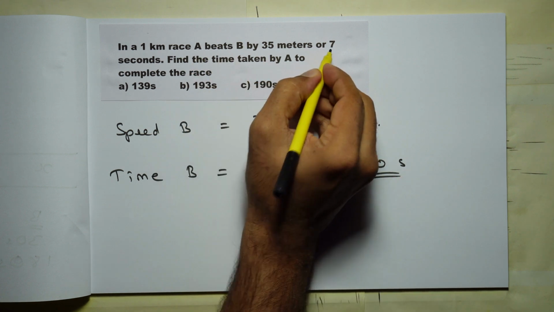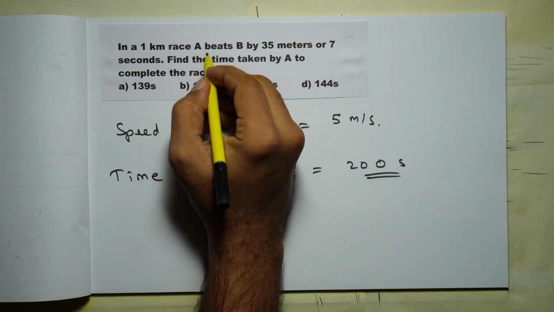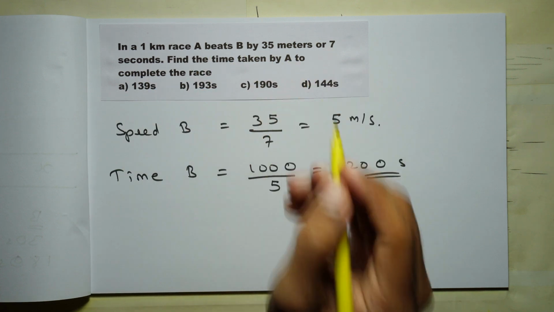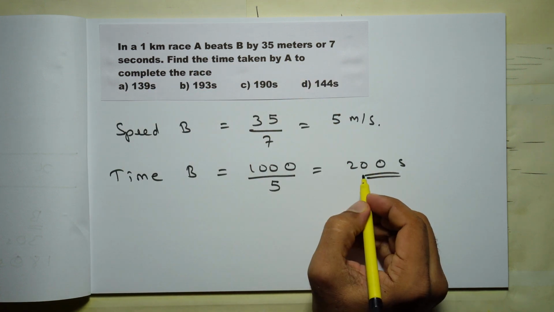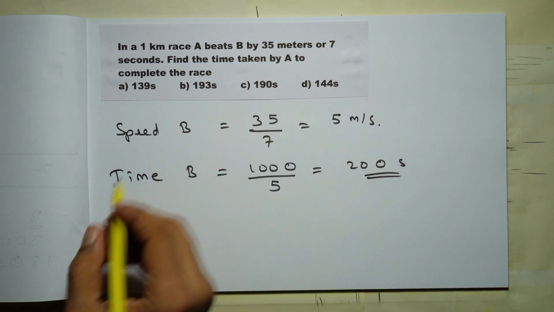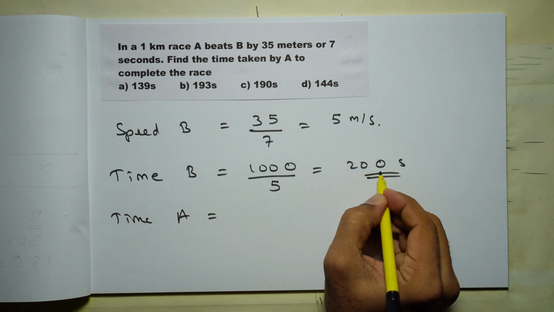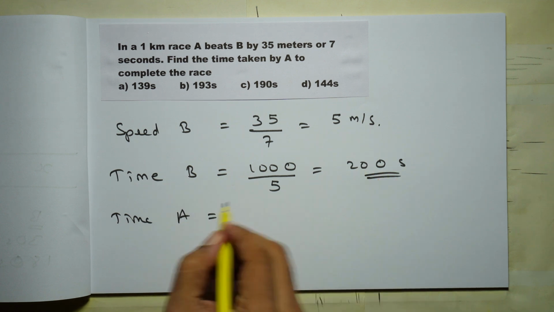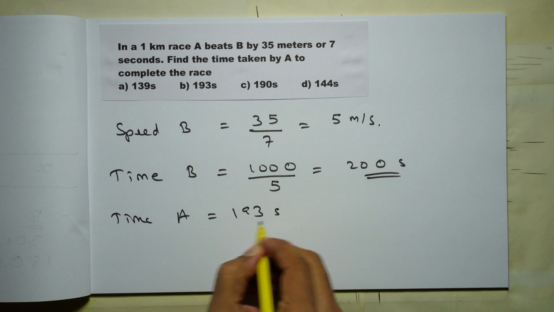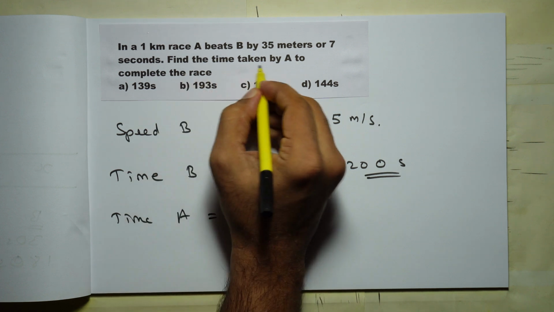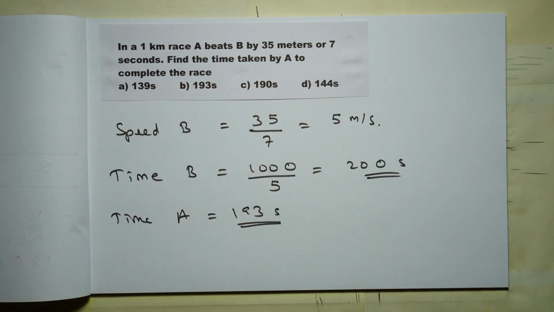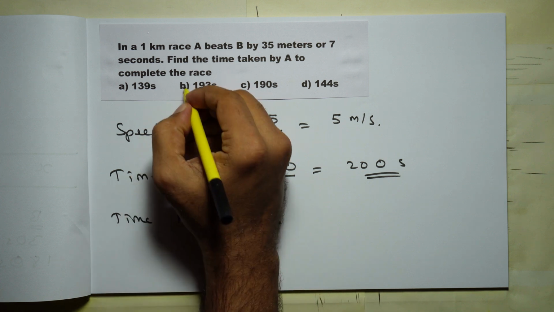A beats B by 7 seconds means A requires 7 seconds less. B requires 200 seconds and A requires 7 seconds less. So time required by A is equal to 7 seconds less than 200. 200 minus 7, you will get it as 193 seconds. So the time taken by A to complete the race is 193 seconds, that is option B.